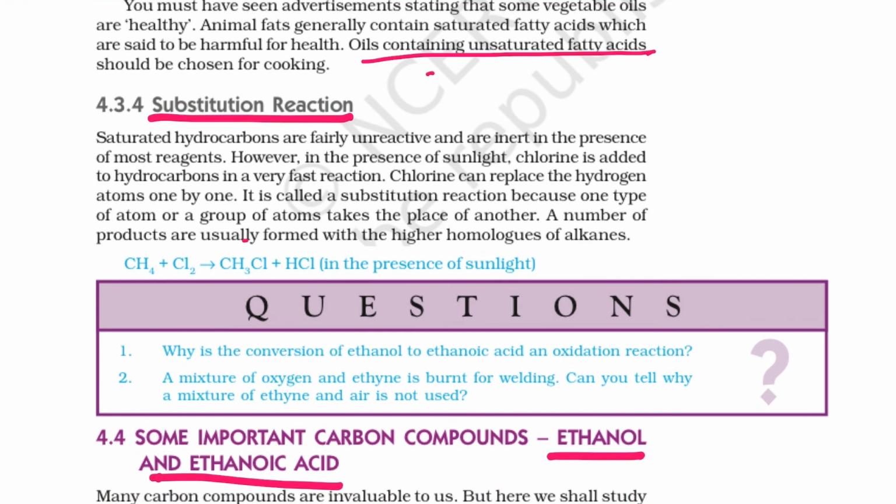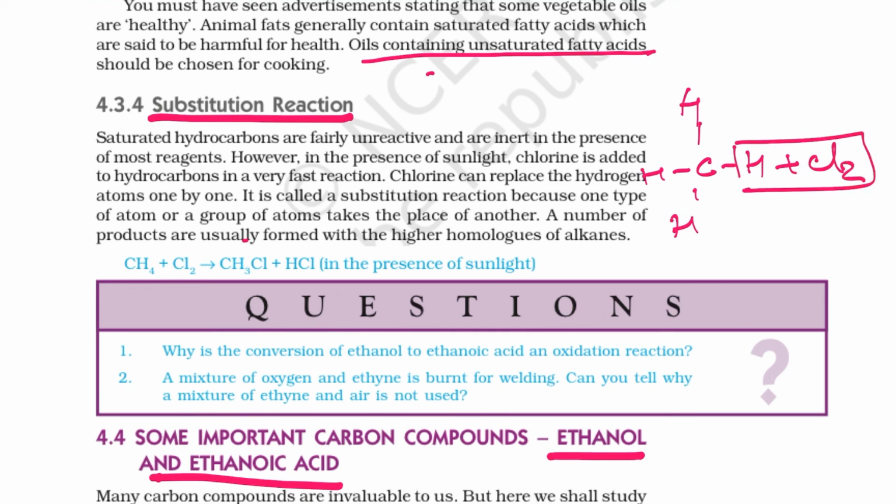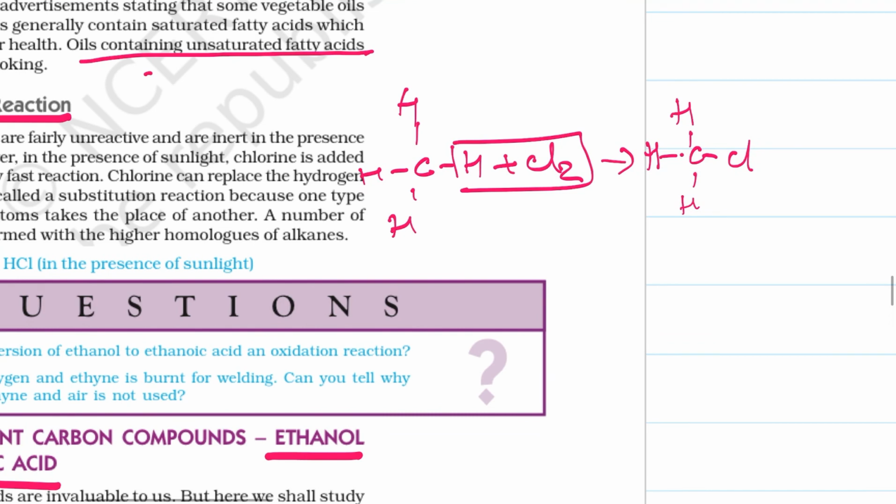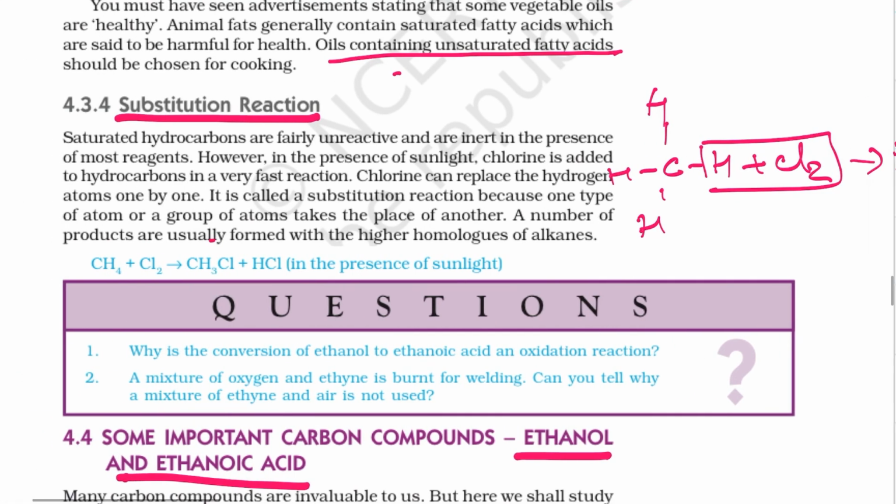So here CH4, if you represent it this way, then with Cl2 gives here H and Cl from this will be liberated and will give us H, C, H, H and Cl, plus 1 HCl. So that is CH3Cl, which is chloromethane.